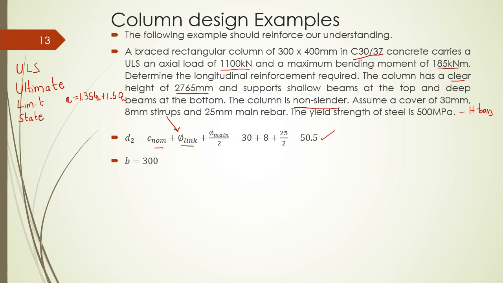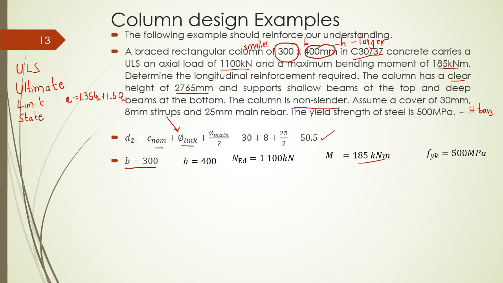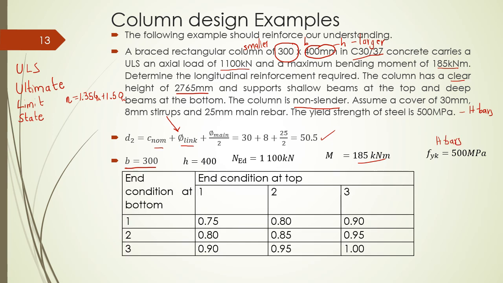We'll then get B from the question and H from the question as well. B is usually the smaller dimension and H is always the larger dimension. And N we get from the question, 1100 kilonewtons, and M we get from the question as well, 185. The yield strength of steel is 500 MPa, and we expect to be using H bars for our reinforcement.